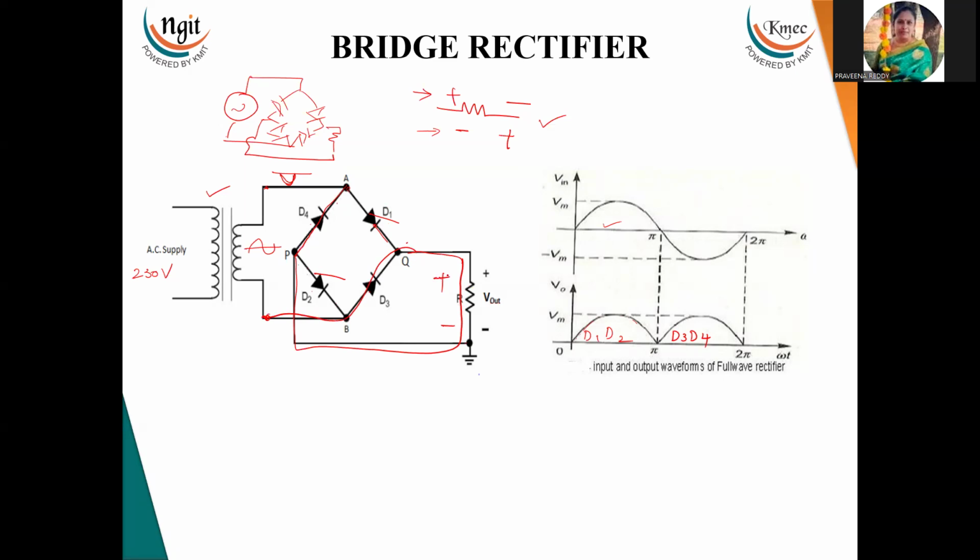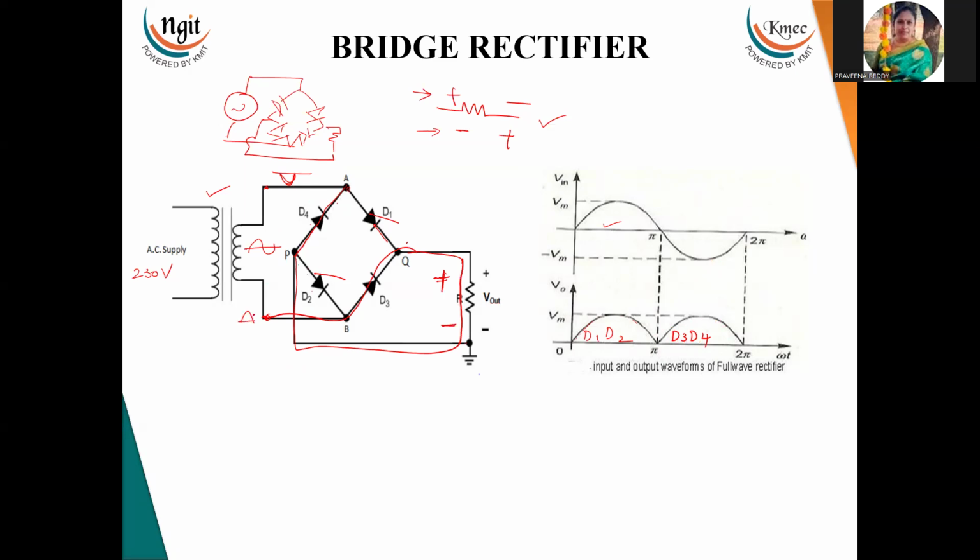Again, if you see here, the polarities are plus and minus only. So with that, for the negative half cycle of the input, we will get one more positive half cycle due to diodes D3 and D4. So this is the second analysis. Either way, when the negative half cycle is there, at that time the positive half cycle is here.